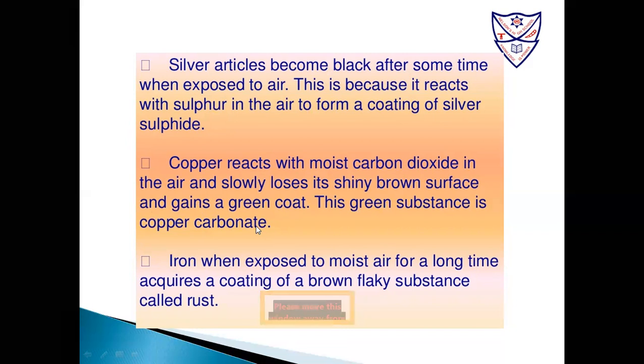In the exam it will come: what is the color of copper carbonate? So it is green color. Or they can ask, what is the green layer formed on the copper? That is copper carbonate.